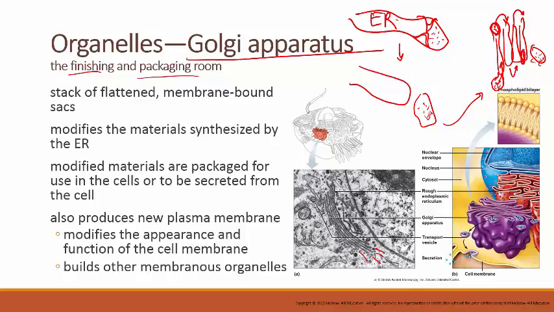Okay, so the Golgi apparatus is all about taking the proteins, the lipids, and other materials that get synthesized or made at the endoplasmic reticulum, modifying them, doing the finish work to make sure that they are exactly what the cell was intending to produce, and then packaging that up into a vesicle so that it can be delivered to the cell surface or maintained. It could be maintained inside the cytoplasm of the cell.